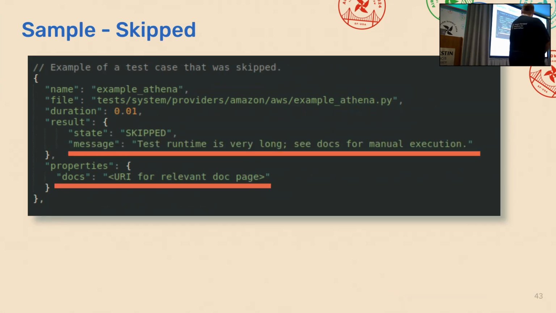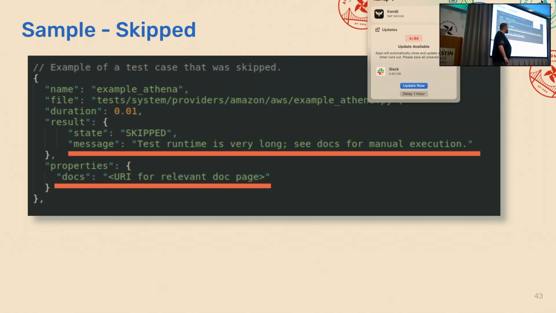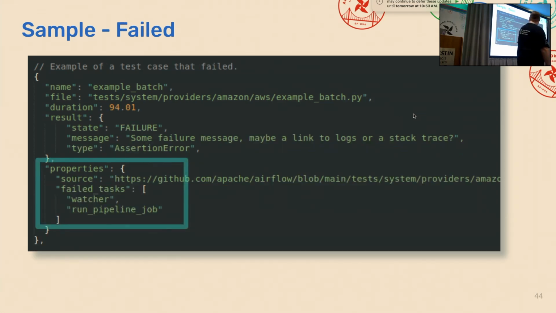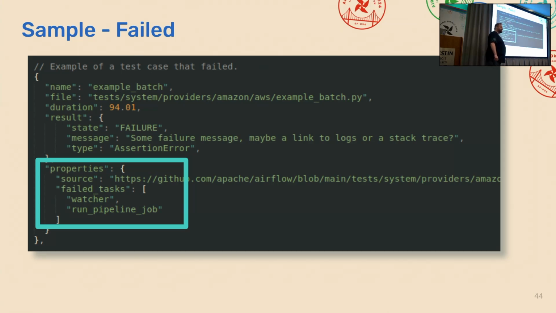Some more examples for a skipped one. You can include an optional message in there, and in this case, for the properties, you might include a link to the docs page about why that test was skipped, for example. For failures, again, I like the source code linking to the test that failed, but you can also include which tasks exactly failed. So even if you're testing, for example, AWS Batch, there's a good number of tasks within that test, so just saying the test failed isn't so useful. This can at least let you know which API call on that service is failing, right?